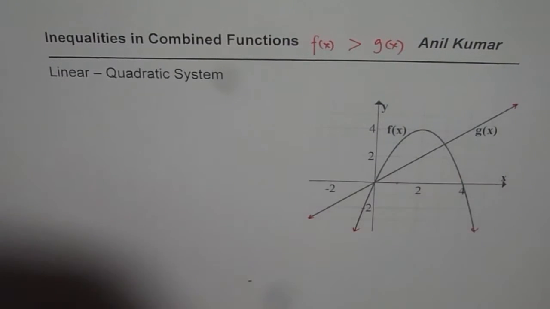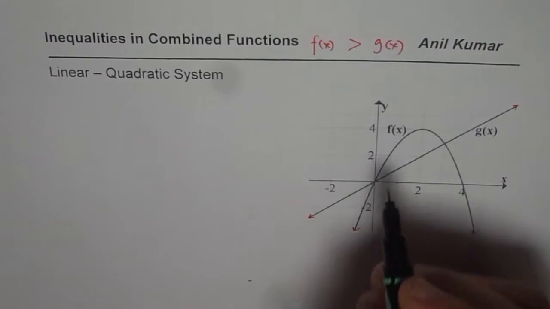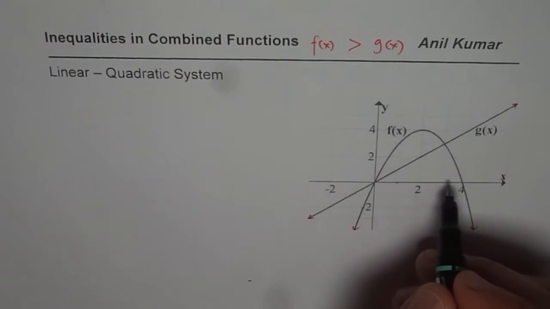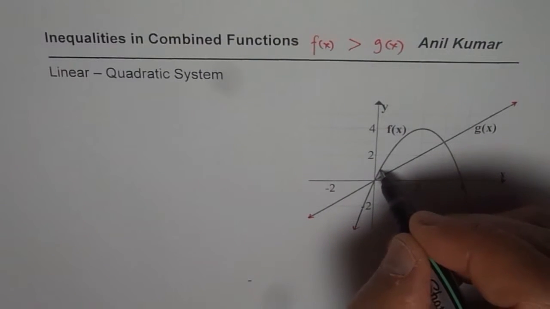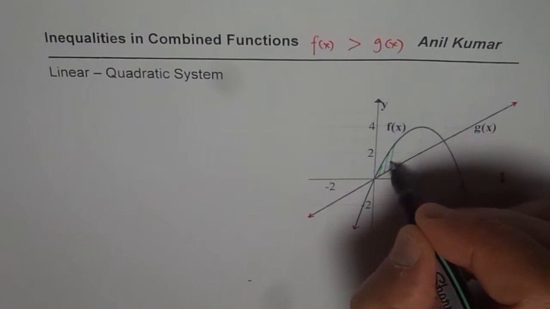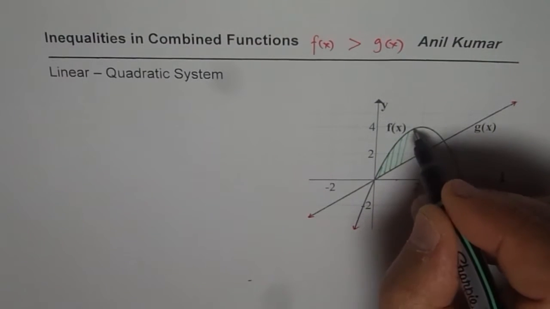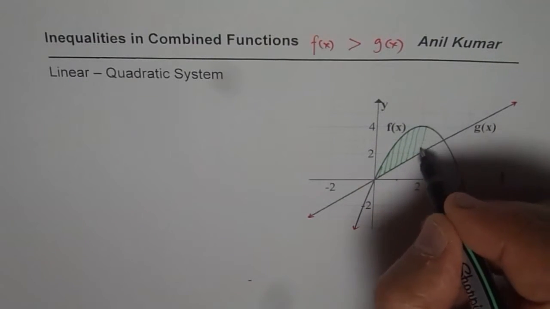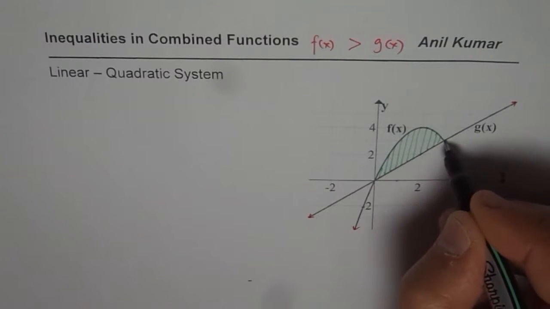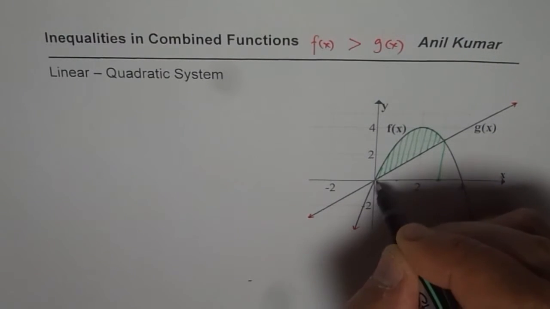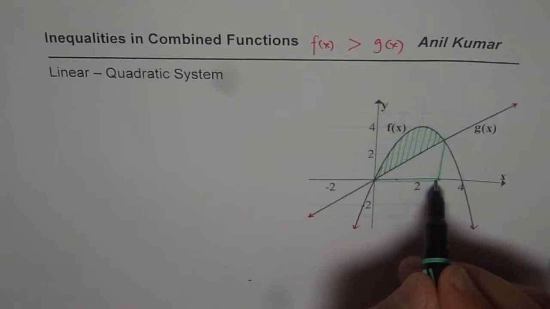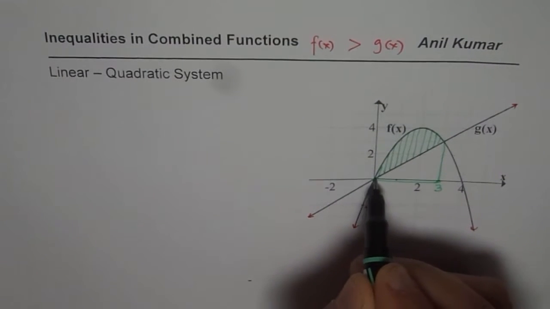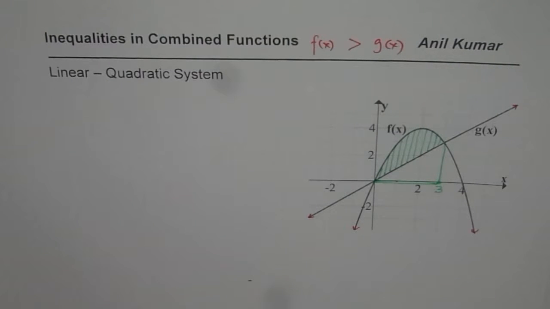Remember one thing, when you're talking about inequalities, we will have a range or an interval as a solution, right? It's not just a few points. So here our interval is this portion where f of x is greater than g of x. If you see the x values, the interval between 0 and this other one, which happens to be 3, is the solution. That is how we get the solution from a graph.